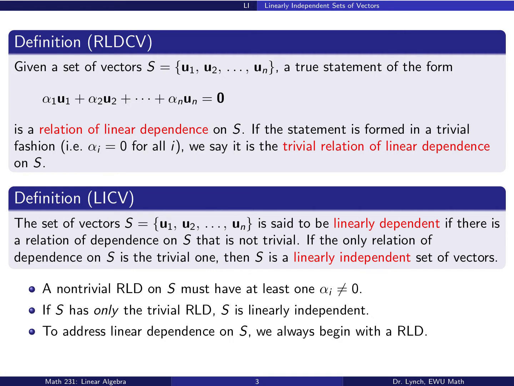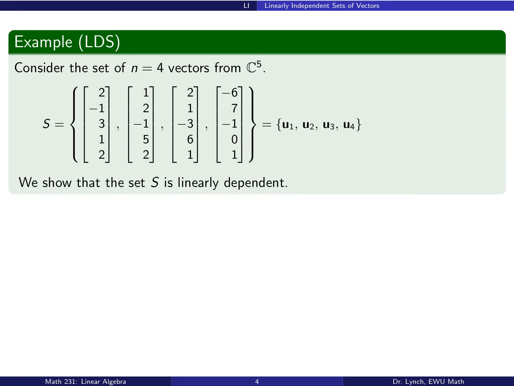So sort of a take-home message here: to address the question of linear dependence on any set, we'll always begin with a relation of linear dependence. So here's an example. Let's take the set S, u1, u2, u3, u4, to be these 4 vectors. And let's explore the question of linear dependence on S. In order to do that, we'll start with a relation of linear dependence on S of the form alpha 1 u1 out to alpha 4 u4.